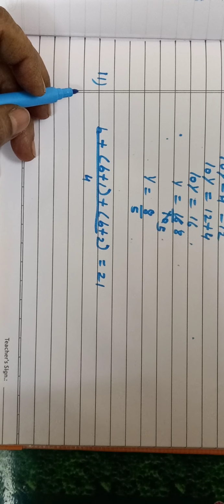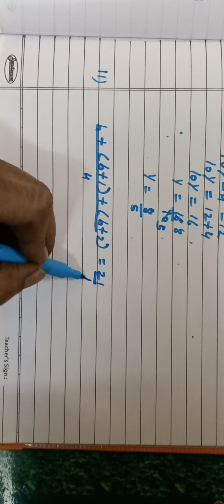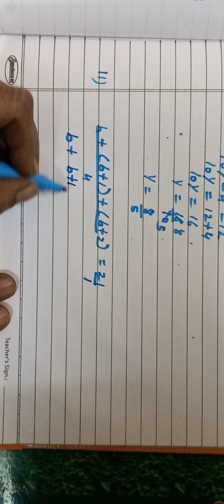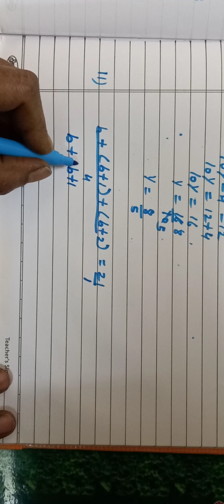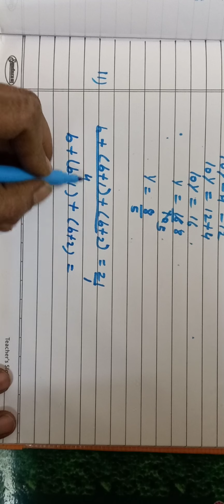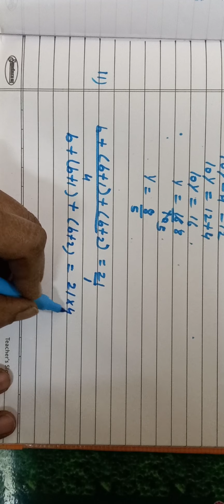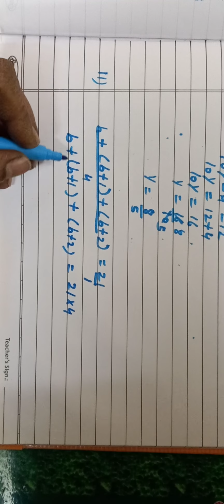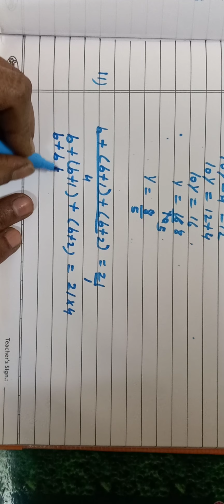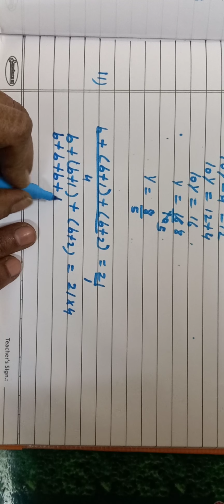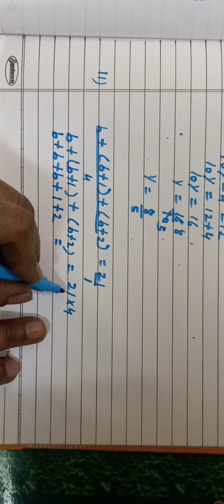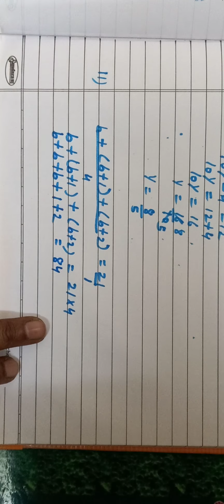Now let's solve 7th question. Here in the denominator there is 1. So if we cross multiply, we will get (b plus 1) plus (b plus 2) is equal to 21 into 4. We have just cross multiplied. Now here b and b, all the like terms we will write first. b plus b plus this constant 1 plus 2, which is equal to, now 21 into 4, 4 1s are 4, 4 2s are 8, is 84.